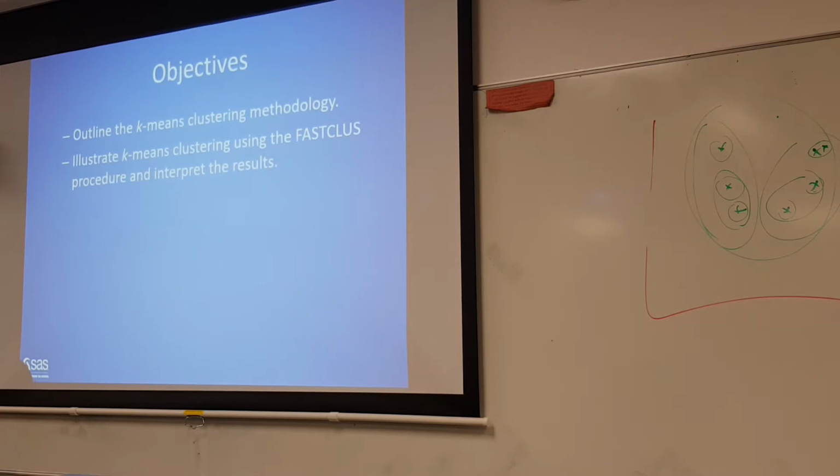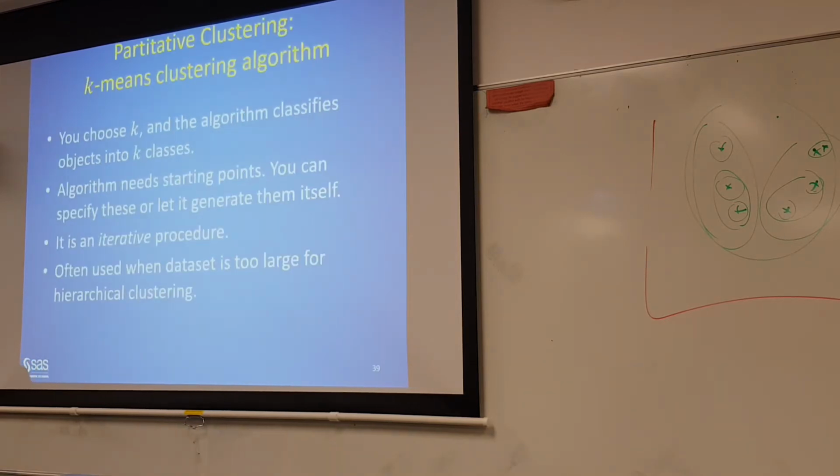So we'll talk about the k-means clustering solution, and then I'll get you onto that first practical. The k-means clustering solution is nice because it's fast and very intuitive. The problem is you need to choose k, how many clusters you want. You choose k, and then the algorithm classifies your objects into that number of classes.